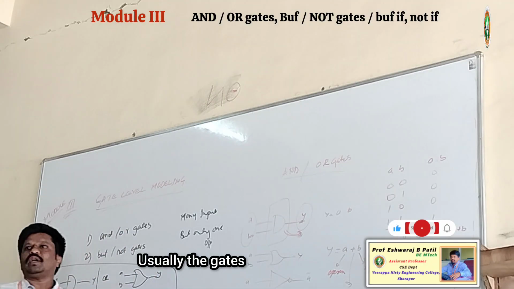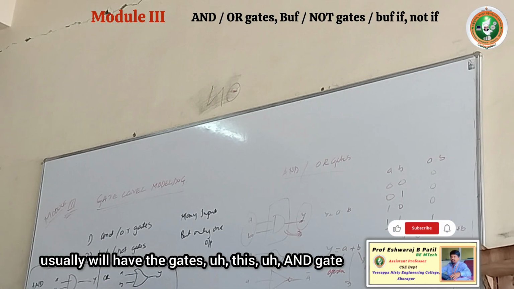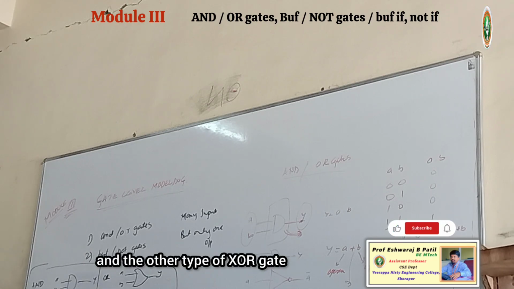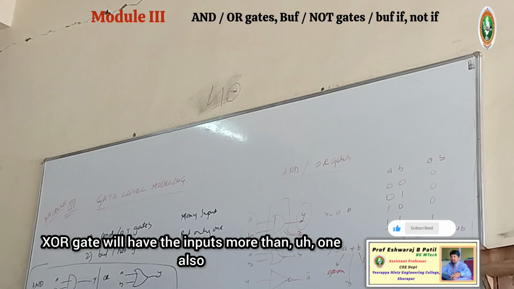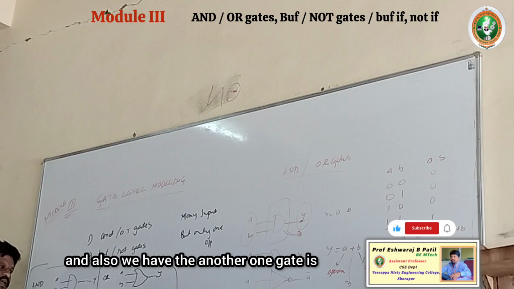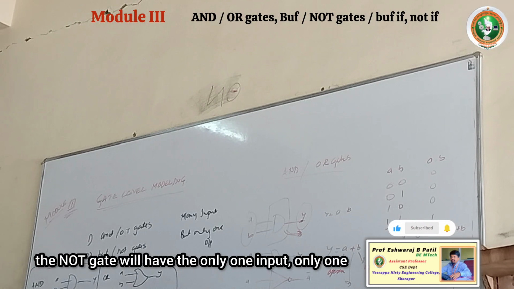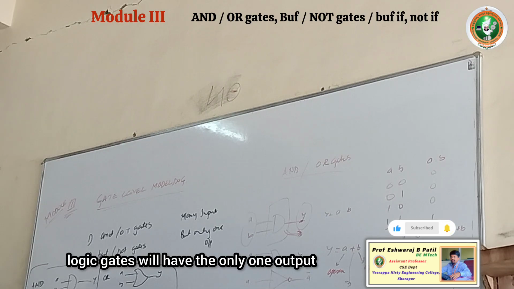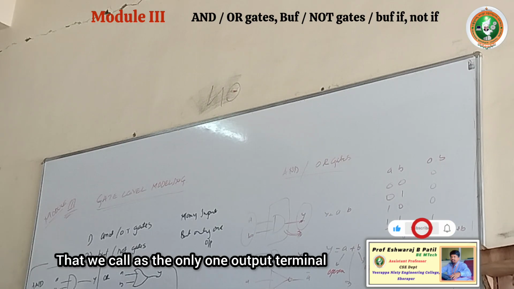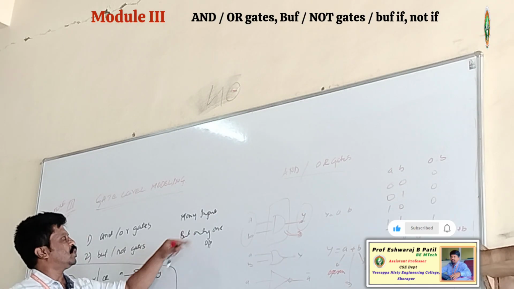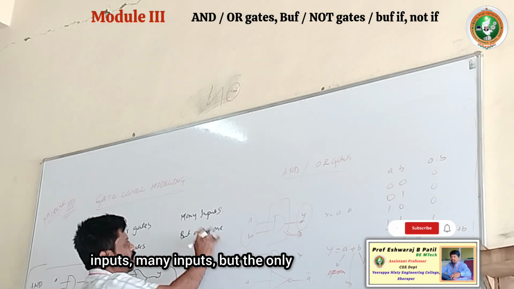Usually the AND gate, OR gate, and the other type, XOR gate, will have more than one input. The buffer is a gate with only one input, and we also have another one-input gate, the NOT gate. But all the logic gates will have only one output terminal. That's what we are saying: each and every logic gate will have many inputs, but only one output.